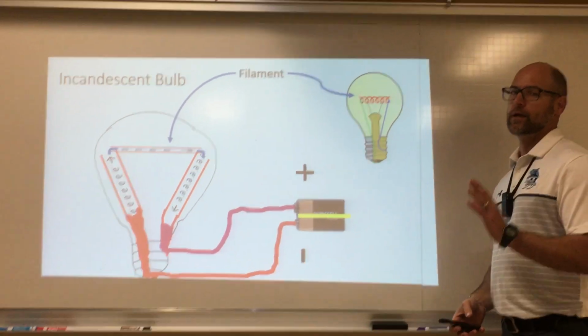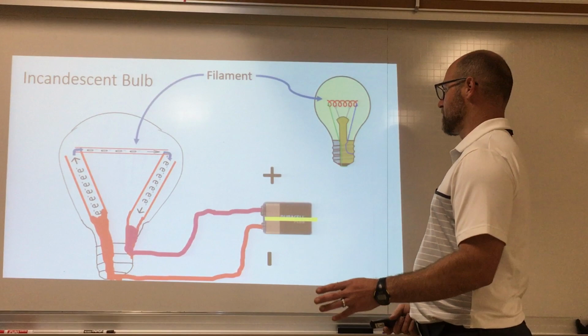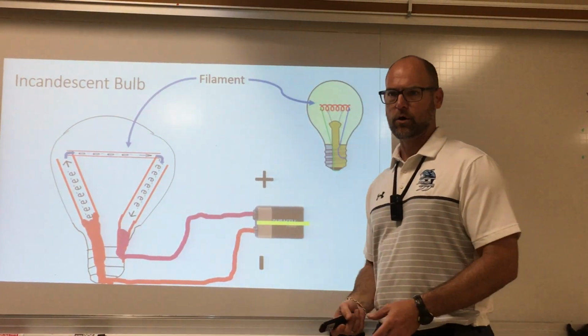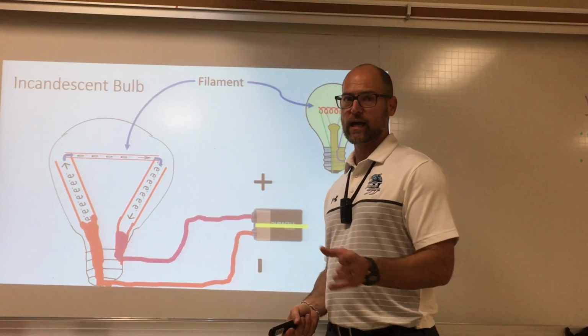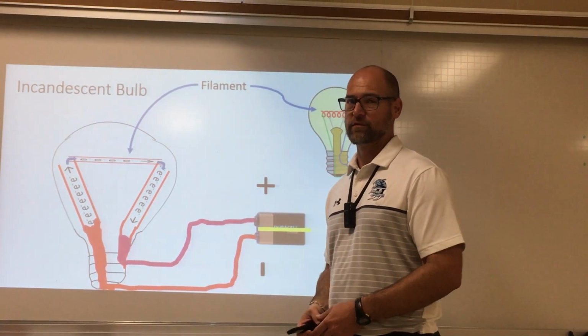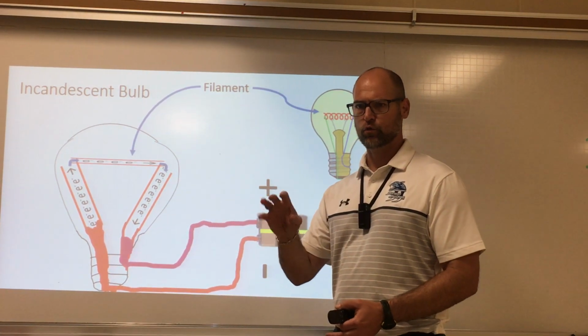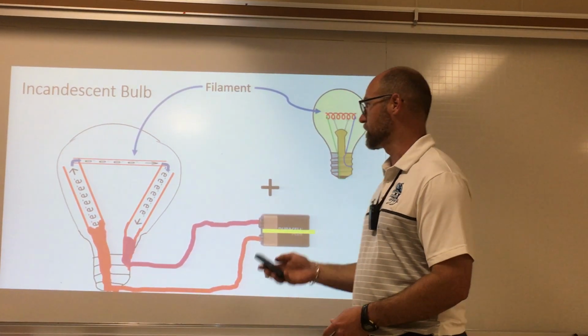Now, they aren't the most efficient. Incandescent bulbs give off roughly 10% of the energy produced in the form of light, while 90% of it is in the form of heat. That is why you want to make sure that you've turned off your light and that it's cooled before you handle the bulbs, because they're going to get pretty hot.